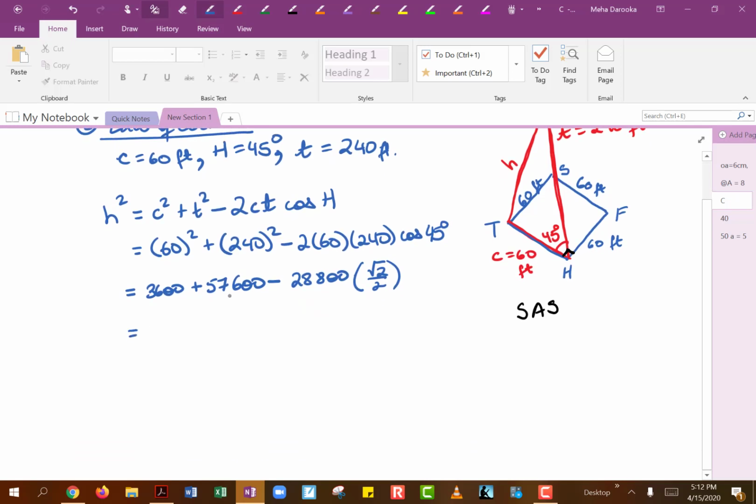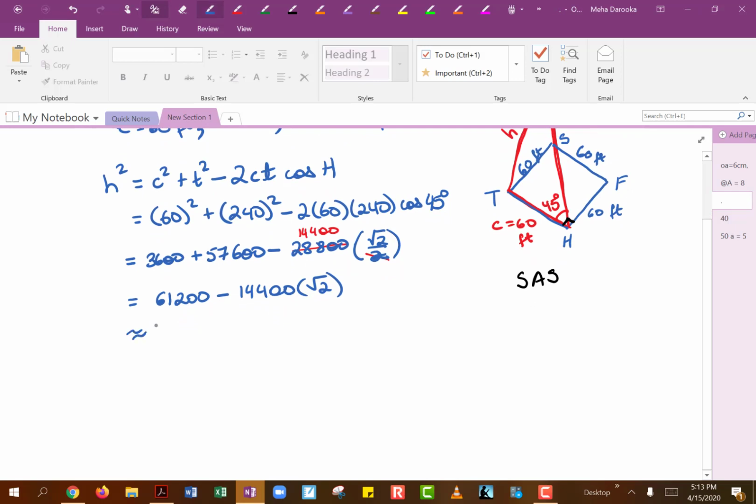Okay, so let's go ahead and add those first two numbers. 3600 plus 57,600 will come out to be 61,200. I can actually take this 2 in the denominator and reduce our number on the top, which will come out to be 14,400. So you can actually write this as 14,400 multiplied by square root of 2.